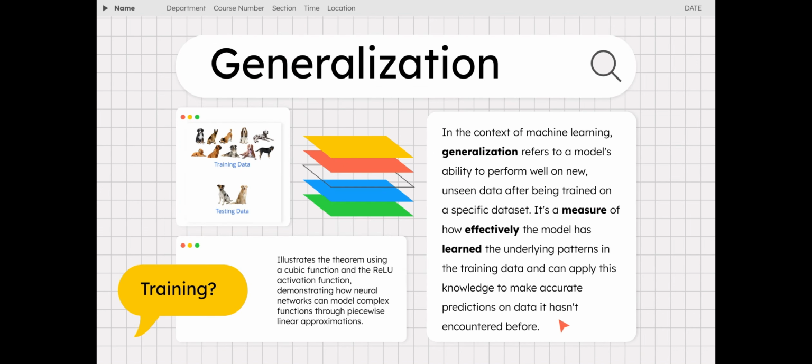Now, I'll talk about generalization. In the context of machine learning, generalization refers to a model's ability to perform well on new unseen data after being trained on a specific data set. It's a measure of how effectively the model has learned the underlying patterns in the training data and can apply this knowledge to make accurate predictions on data it hasn't encountered before.